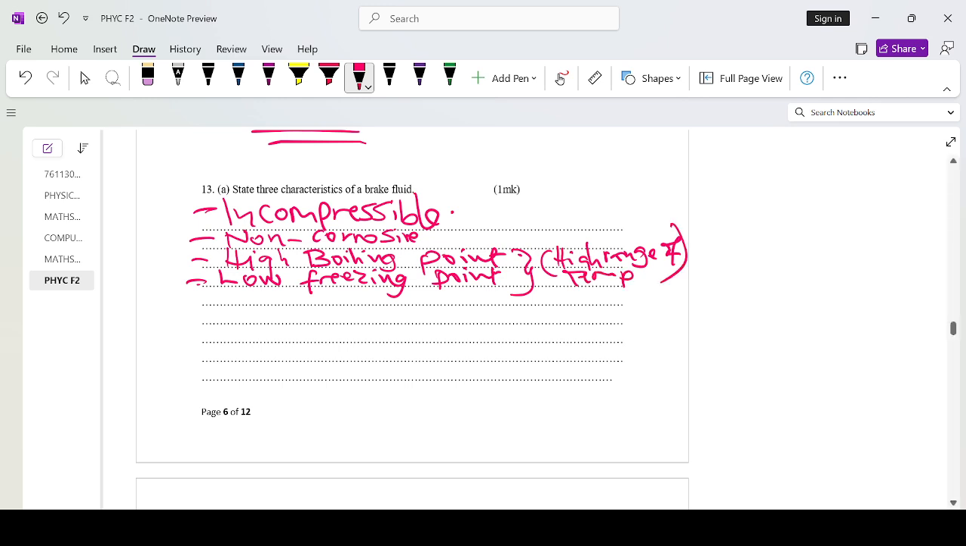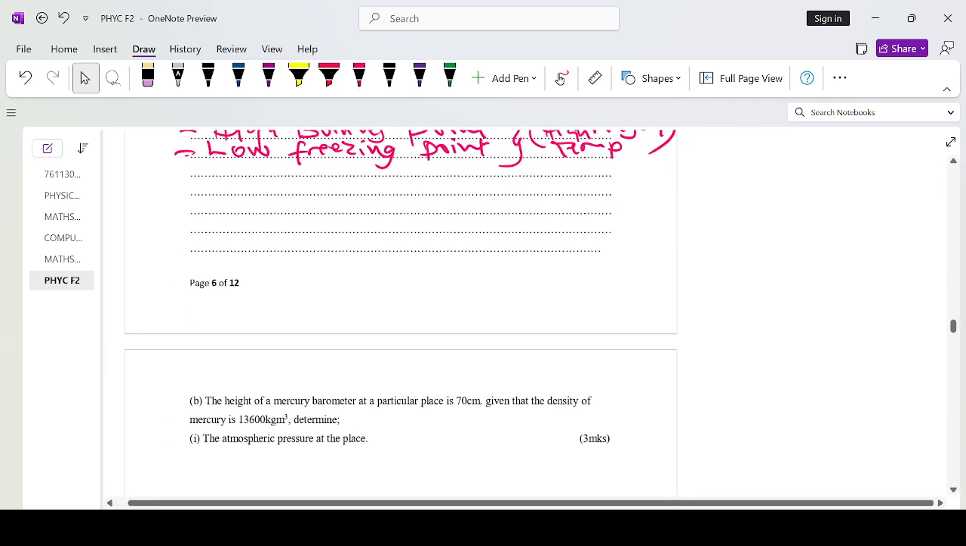Why should it be incompressible? Such that pressure applied at one point should be equally transmitted to all other parts. Non-corrosive so that it does not corrode the parts it's in contact with.